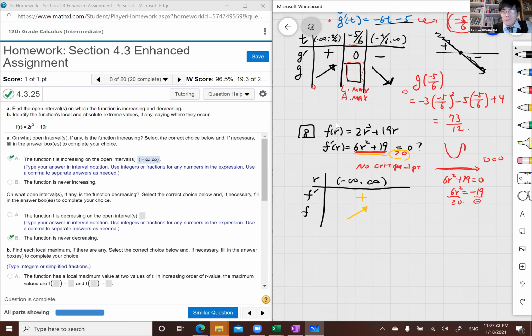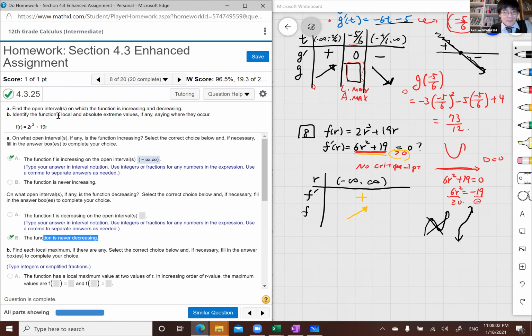So this is a kind of cubic function that does not have humps, and it looks like this. So it's an increasing-everywhere type of cubic function. Now let's answer the question. For what interval is the function increasing? It's increasing everywhere. And for what interval is the function decreasing? The answer is the function is never decreasing.